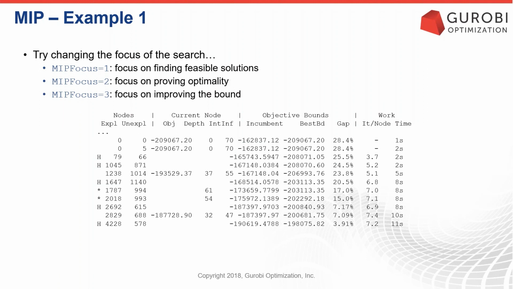Or you can shift the focus more towards improving the bound. So proving optimality is the other direction. For example, this is the log file for the same model where MIPFocus was set to 2 or 3. What we see here is that for this model, you remember we had 30 seconds when we got to a MIP gap at around 3%, and now we are at a gap of about 3.9%, but after 11 seconds. So it was helpful to shift the MIP focus a little bit towards proving optimality, for example. And this can have a huge impact for certain models.